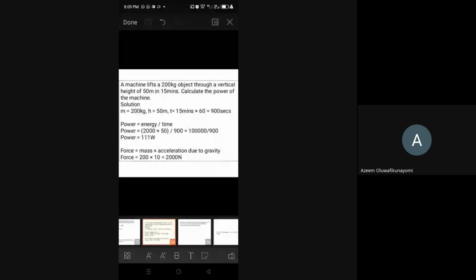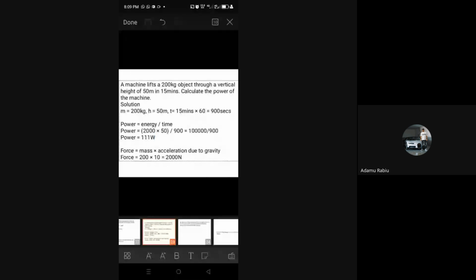You convert it to seconds. 5 times 60 will give you 300. So if you now divide 500 times 15 by 300, it will give you 25.